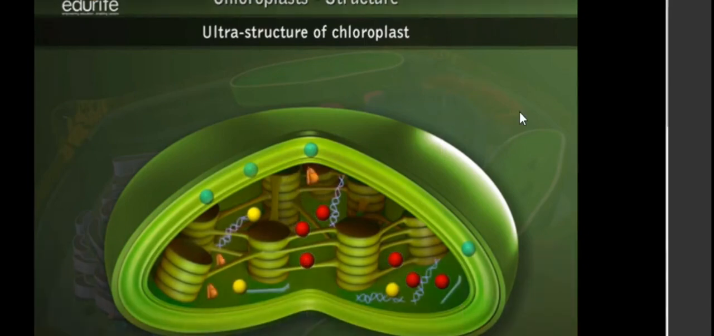And chloroplast also contains its own DNA as well as ribosomes like our mitochondria. Hence, it can prepare its own protein. So, chloroplast is also known as another semi-autonomous organelle of the cell.